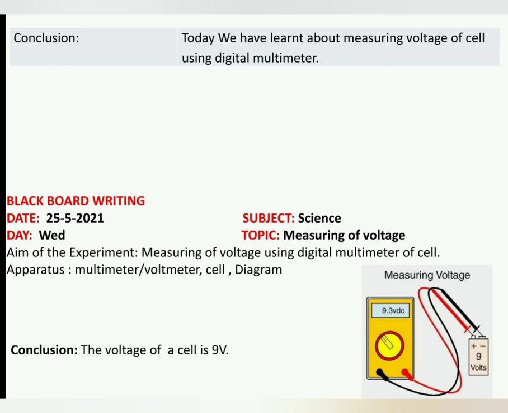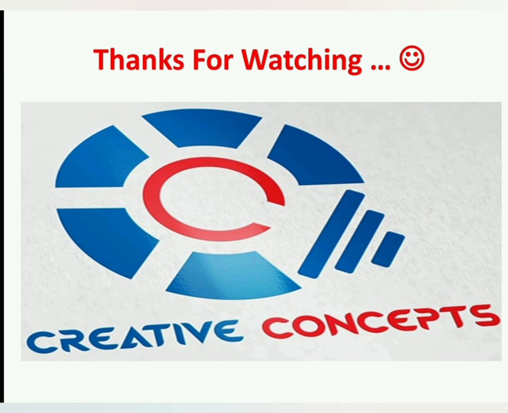Now blackboard writing skill, normally a teacher write few things on a blackboard like subject, date, topic. Here, since this is a demonstration skill, so definitely there are some objects, there are some equipments, apparatus being used. So aim of the experiment and apparatus used is also important to write on the blackboard. Teacher may draw some kind of drawing or diagram to explain the topic more clearly, and at the end he or she may write the conclusion.